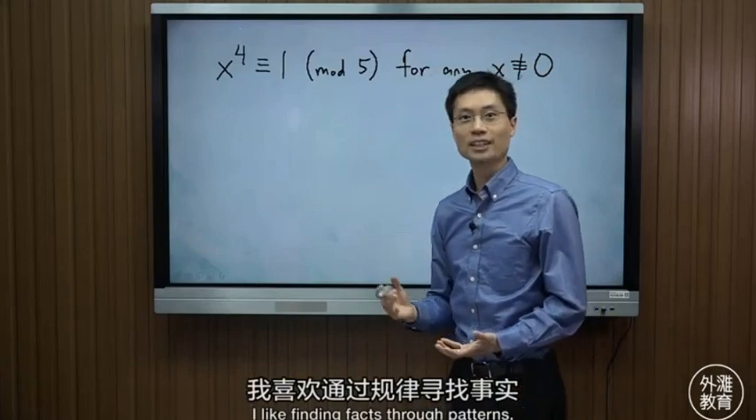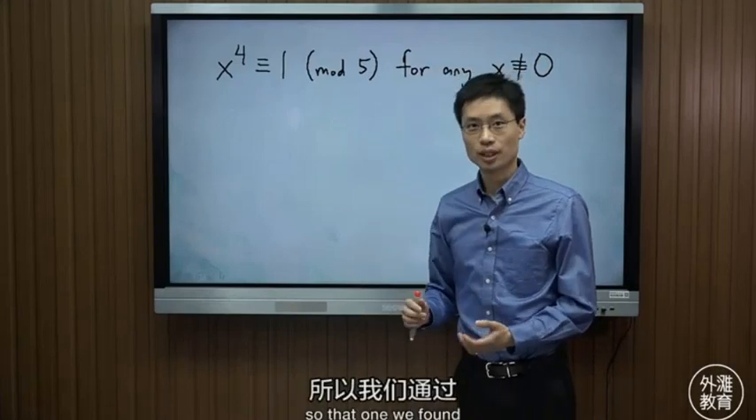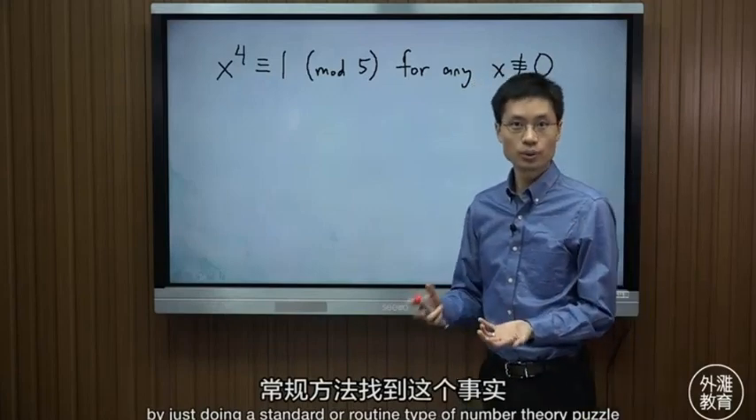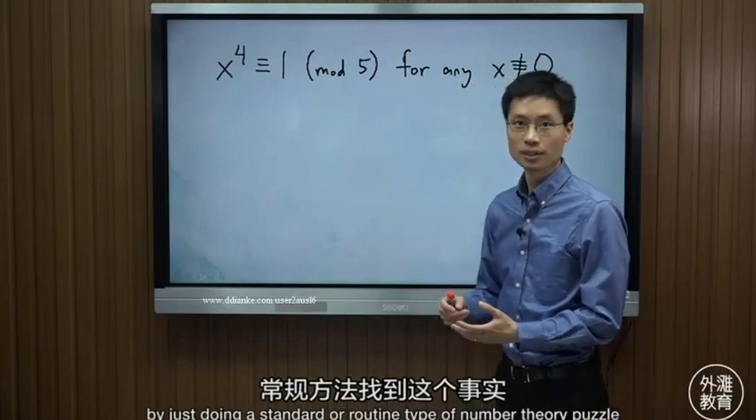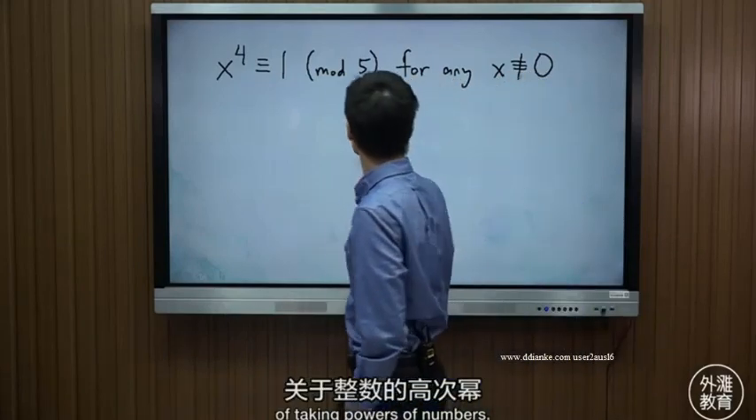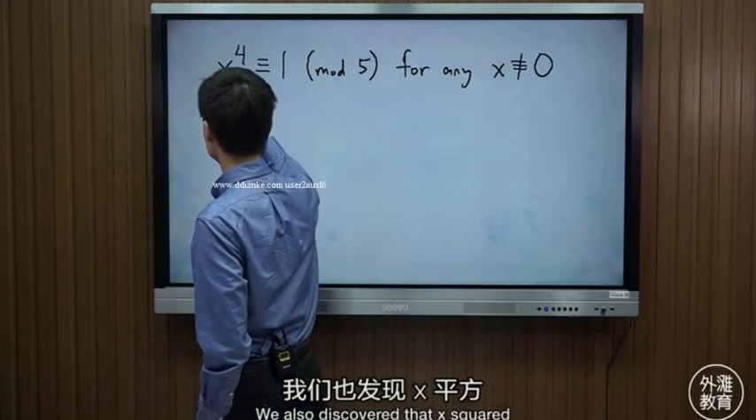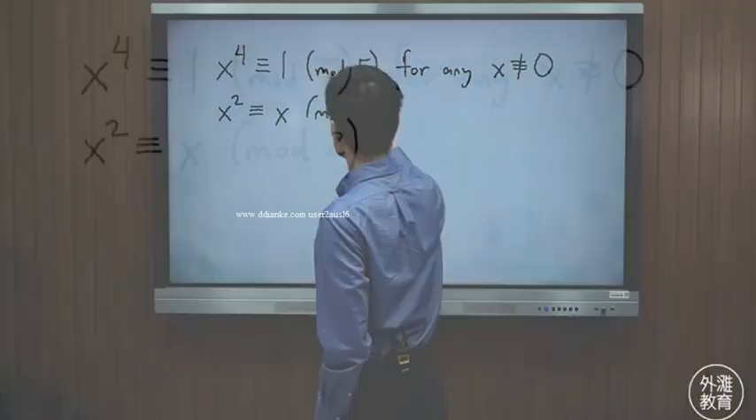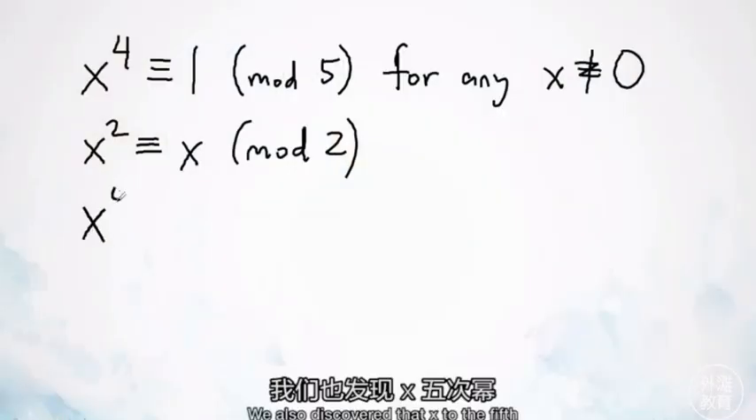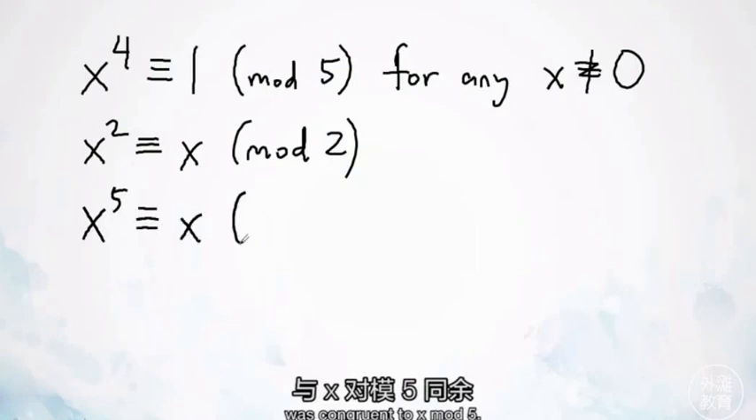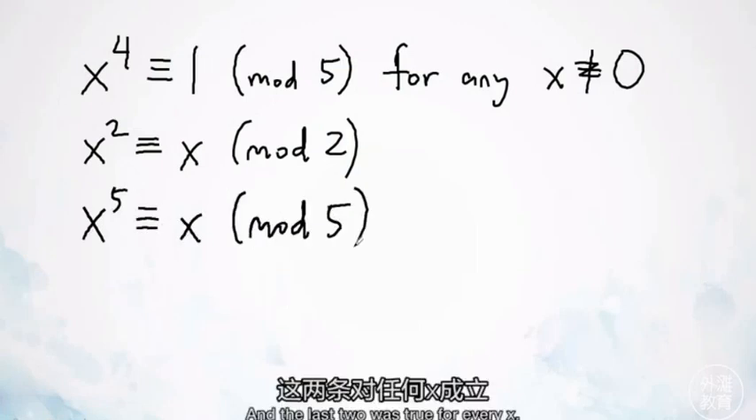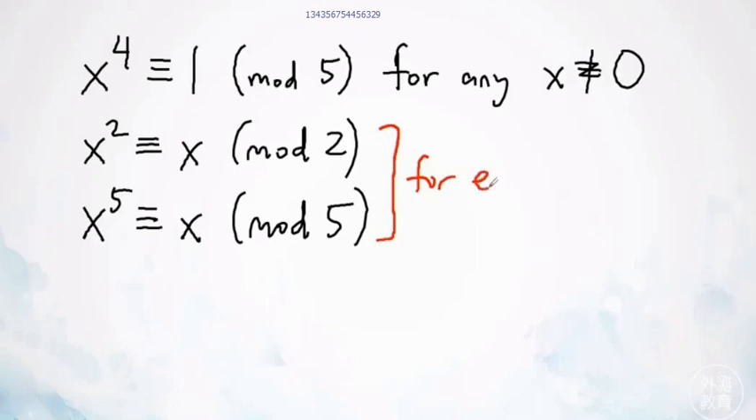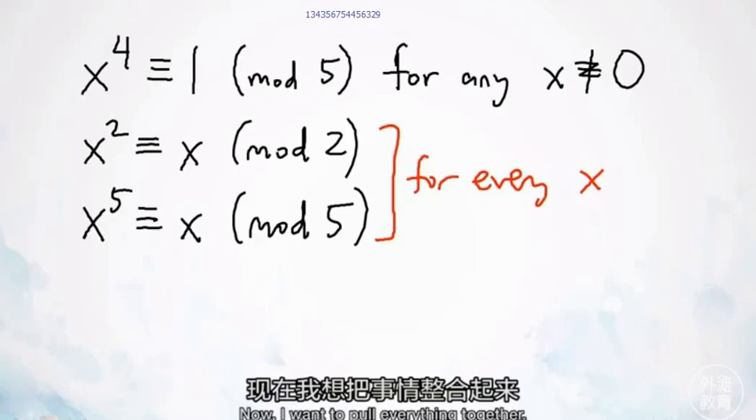I like finding facts through patterns, and so that one we found by just doing a standard or routine type of number theory puzzle of taking powers of numbers. We also discovered that x squared was congruent to x mod 2. We also discovered that x to the 5th was congruent to x mod 5. And these last two were true for every x. Now, I want to pull everything together.